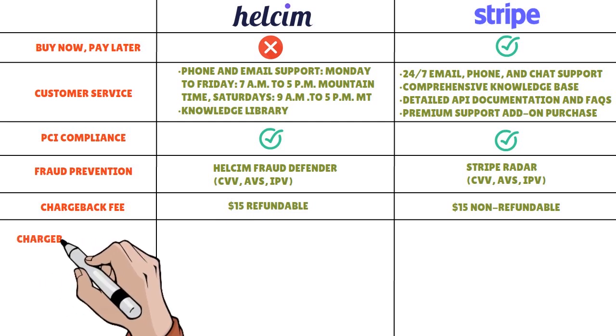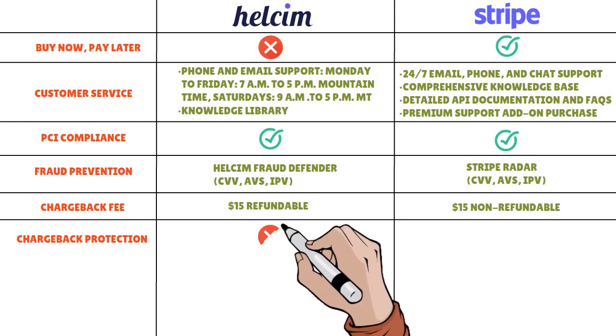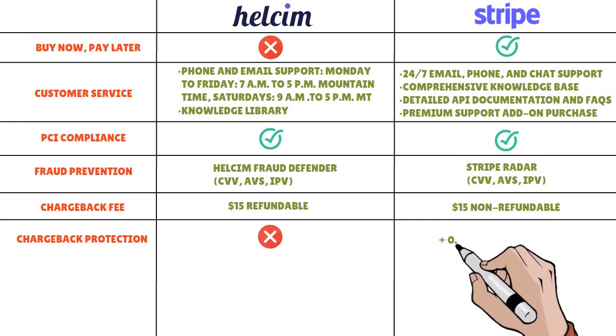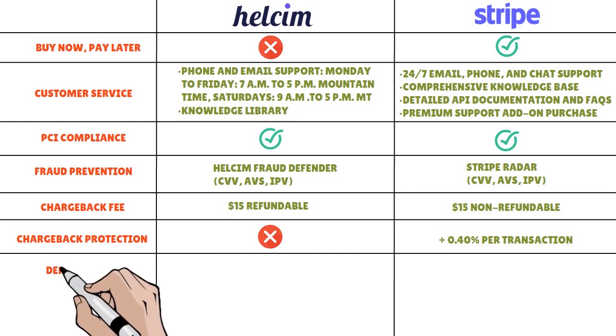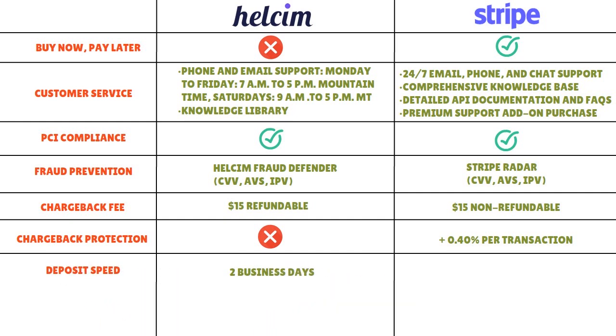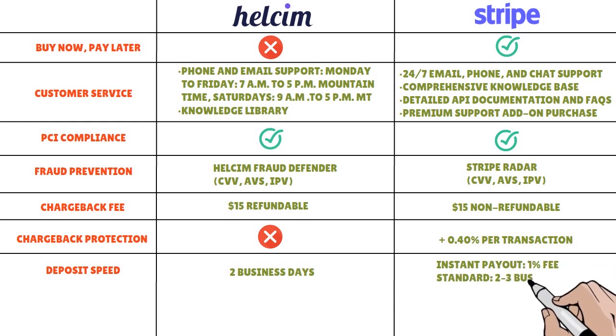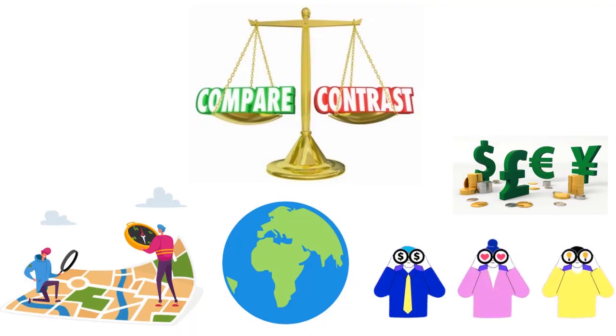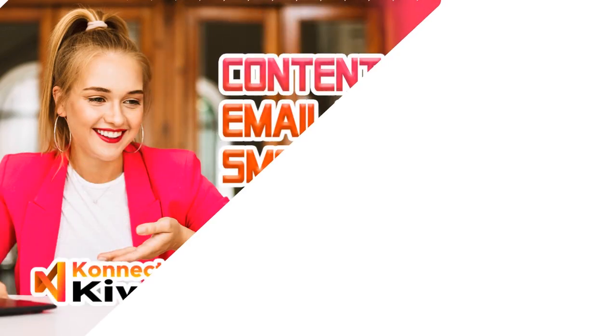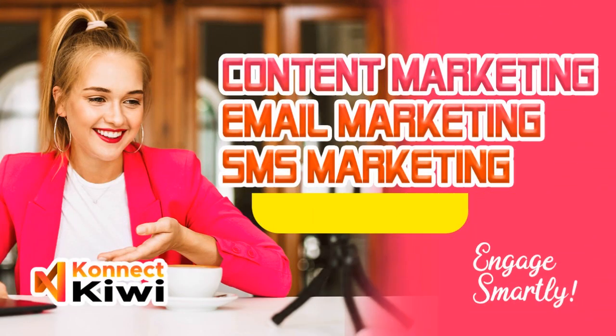Okay, and there is no chargeback protection with Helcim, but you do have it with Stripe, plus 0.40% per transaction. In terms of deposit speed, 2 business days with Helcim, and with Stripe, you have instant payout with a 1% fee, and standard 2 to 3 business days. So you can see that overall, basically, they are comparable. It really depends on what you're looking for, whether you want to go with Helcim or Stripe.